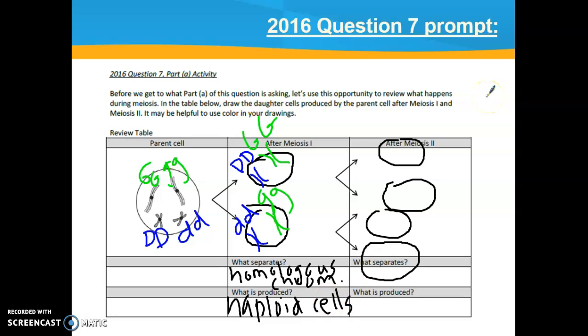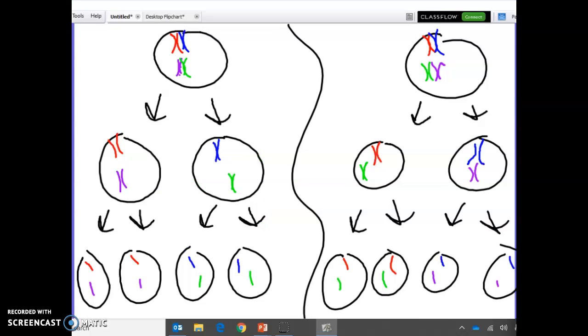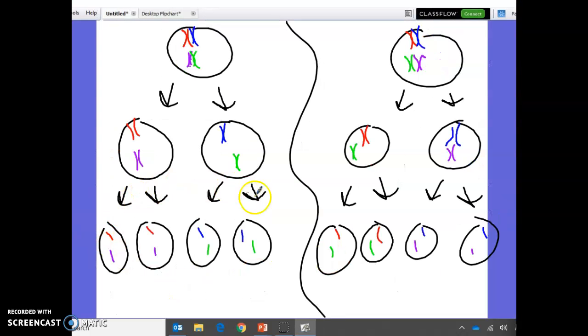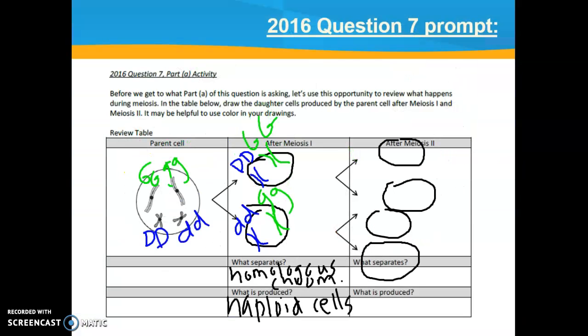Okay, now let's follow that through meiosis II. As you know, when we look back at this figure, down here, what was separating the individual chromatids? So we call those the sister chromatids. So that's what you can fill in this box, the sister chromatids.